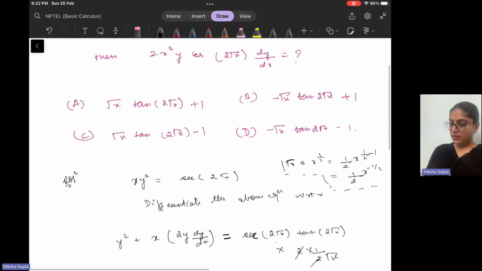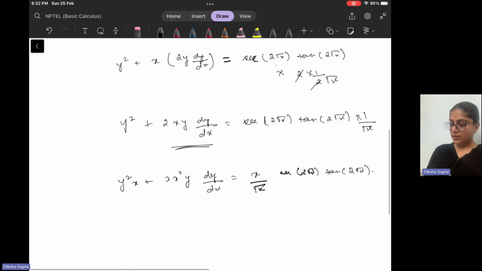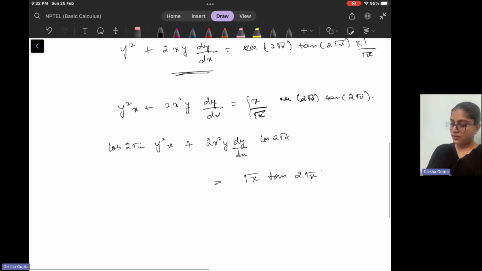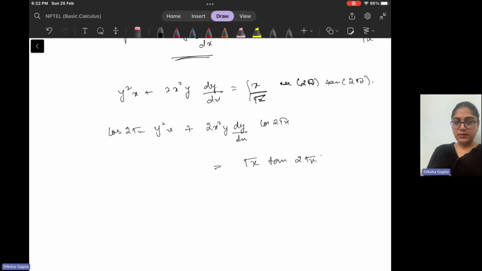And next, what do you need? You need a cos 2 root x with it. So it is cos 2 root x multiplying y square x plus 2x square y dy by dx, and that equals root x cos 2 root x into secant 2 root x, which will cancel out, so it will be tan 2 root x. So what do you get?